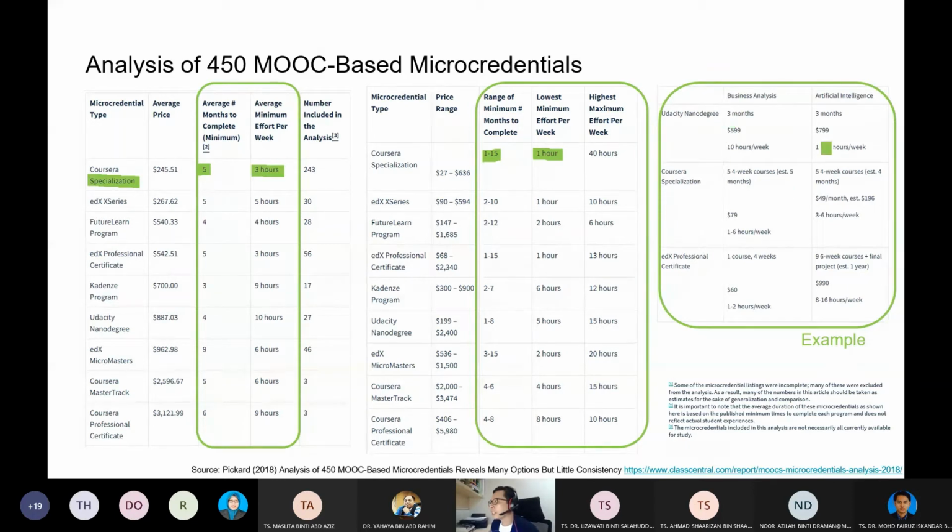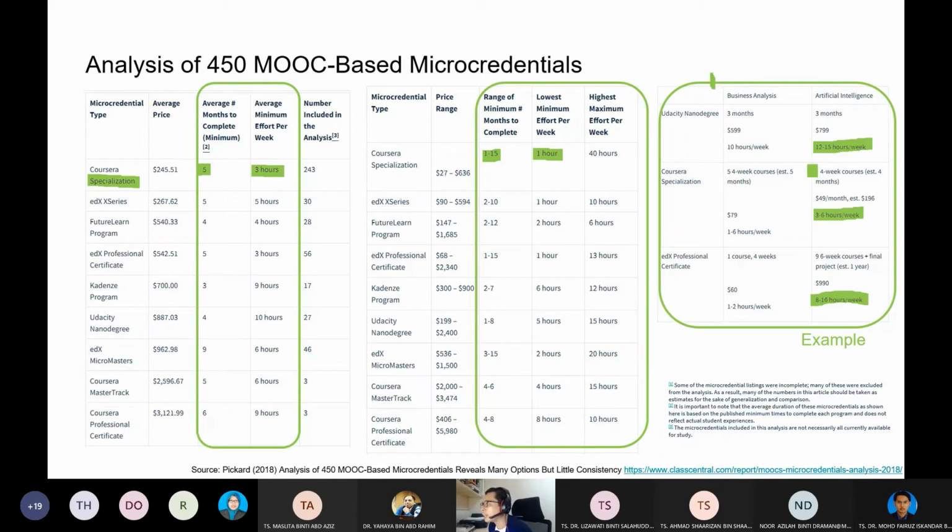Okay, and then this is an example of a nano degree, specialization, professional certificate. Okay, so how much per week? So this is what we need to look at when we design our course. Per week, how much do students have to spend?